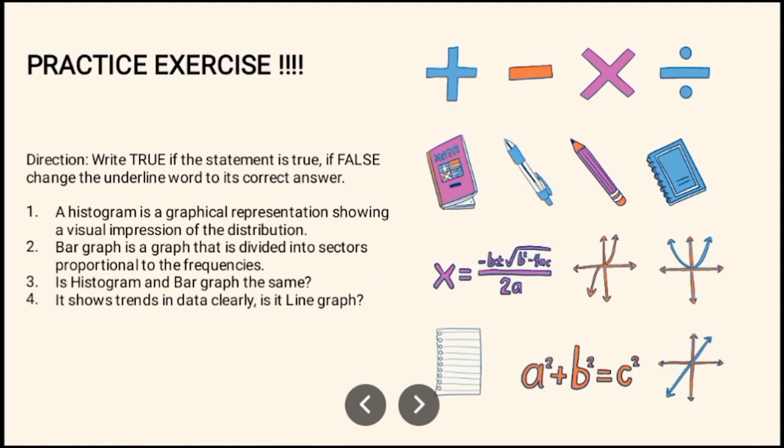So for our practice exercise, get 1/4 sheet of paper, write true if the statement is true, if false, change the underlined word to its correct answer. Number 1, a histogram is a graphical representation showing a visual impression of the distribution. Bar graph is a graph that is divided into sectors proportional to the frequencies. Is histogram and bar graph the same? It shows trends in data clearly. Is it line graph?